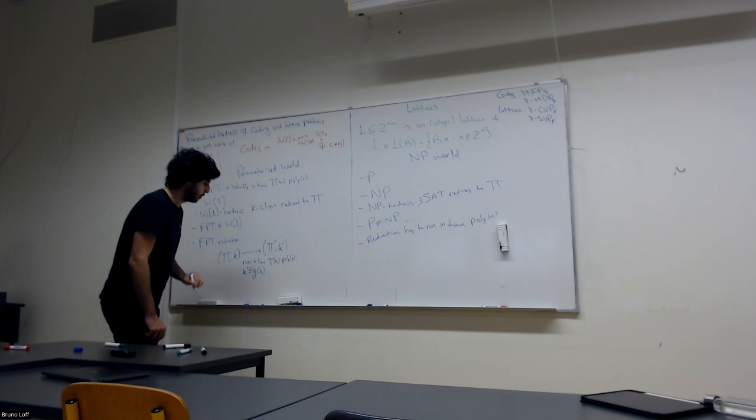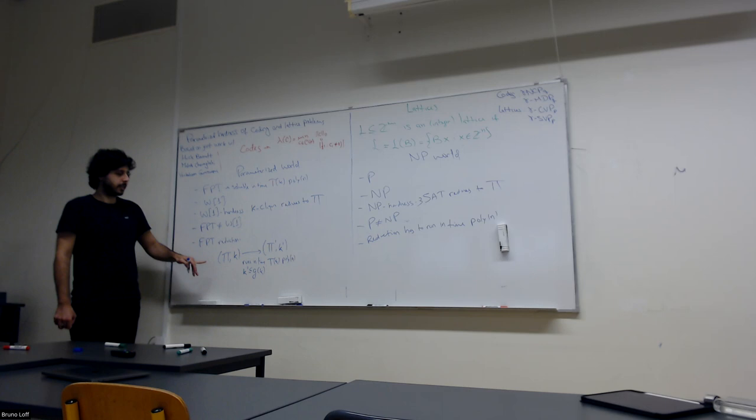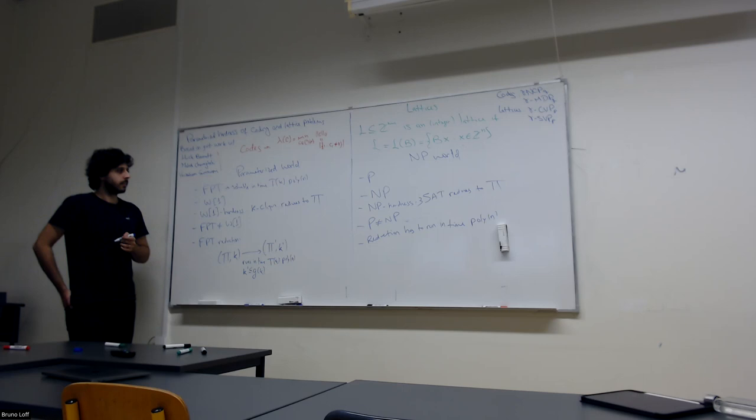Exactly. So this part really all depends on k. This is really just a special type of reduction. And instead of starting from 3SAT, you start from clique. Everything clear?